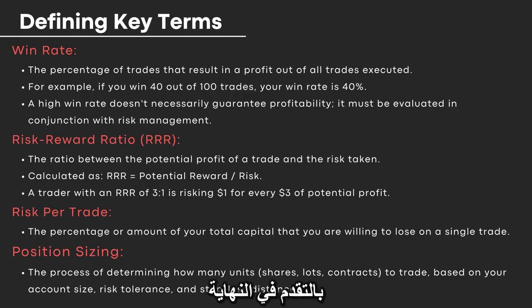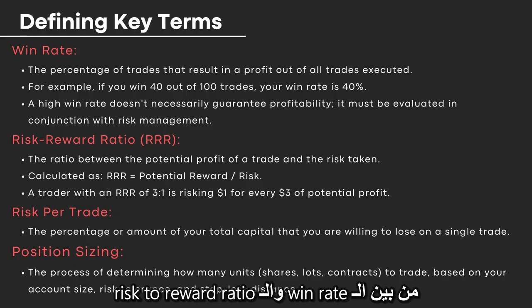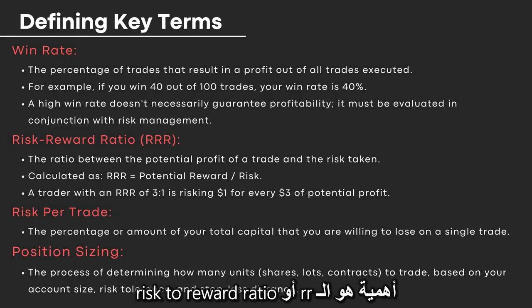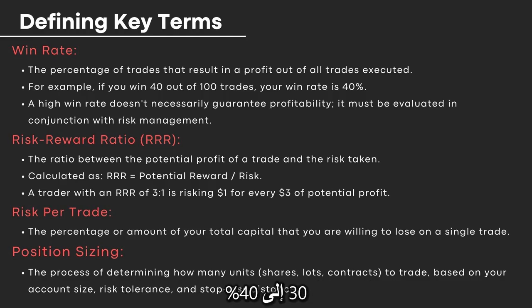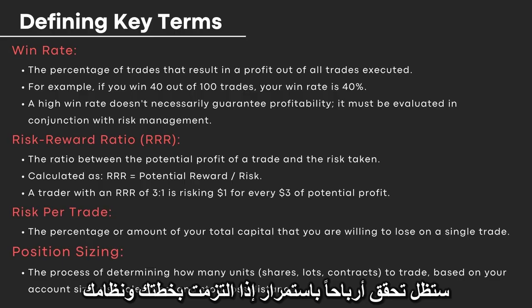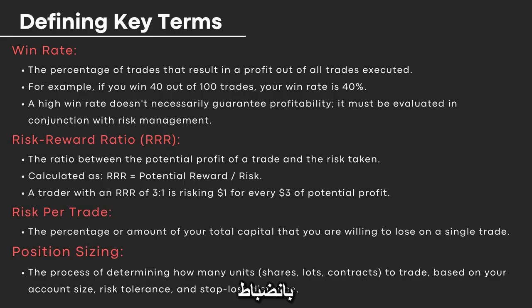at the end. Out of win rate and risk to reward ratio, the most important metric is RR, because with a good risk to reward ratio, even if your win rate is low, like 30 to 40%, you'll still be making profit consistently if you stick to your plan and your system with discipline.